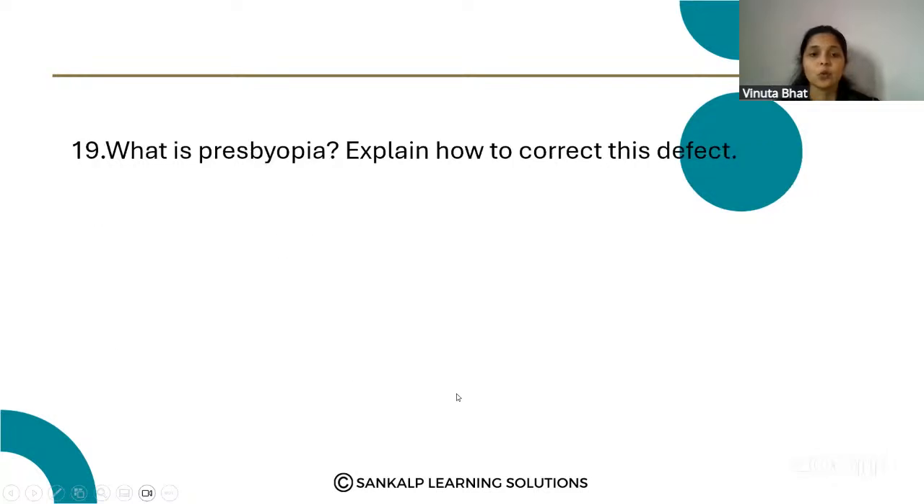Next question. What is presbyopia? Explain how to correct this defect.